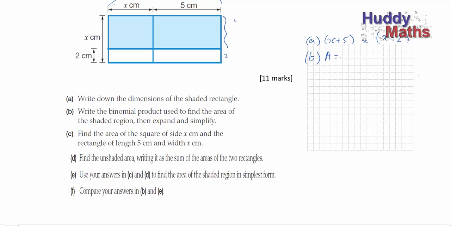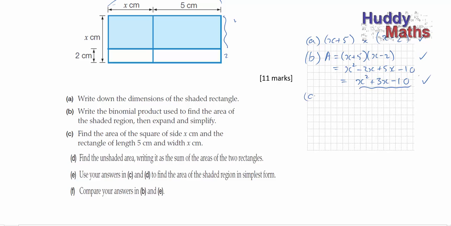The binomial product to find the area of the shaded region. Well, the area is, of course, these two things times together. And if you expand it, you get x squared, take 2x, plus 5x, take 10, which is x squared, is that right, x plus 5 by x take 2, plus 5x take 2x, and 5x take 2x is 3x, take 10. That's expansion, so there'd be one for that, and one for the expansion.